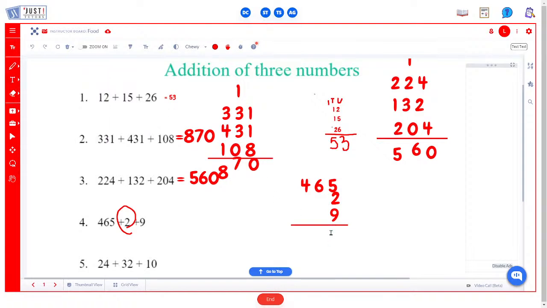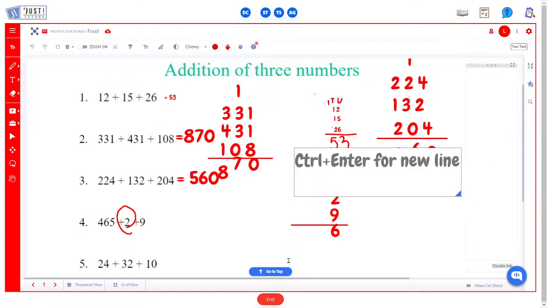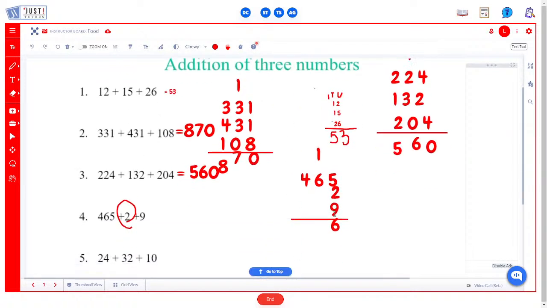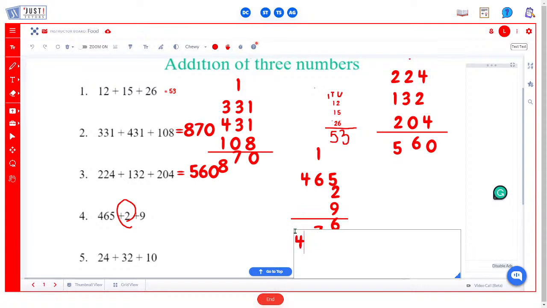So 5 add 2 is 7, add the 9 is 9 add 7 is 16. So I would put a 6 here and the 1 would go on top. Now 6 add 1 is 7. So I would put a 7 here. And 4 add nothing is just a 4.